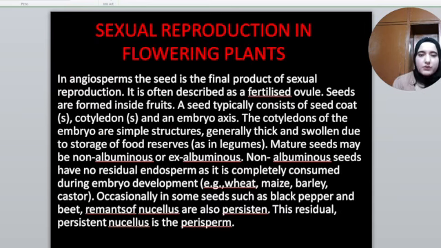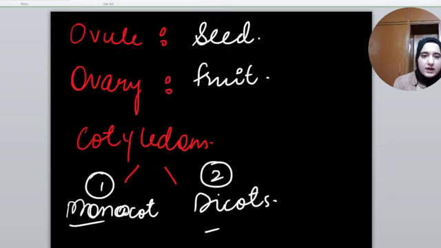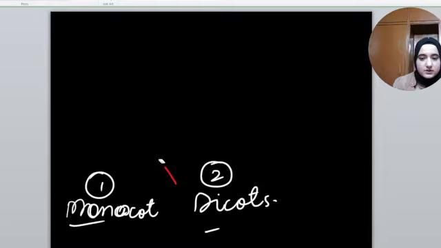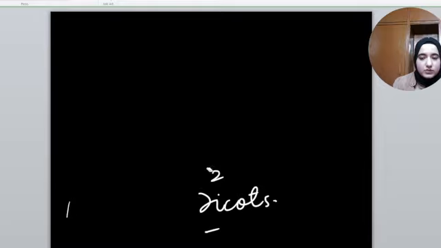Okay. And what's the function of cotyledon? Cotyledons provide protection, right? Moreover, they provide nourishment to the seeds, right? Mature seeds may be either non-albuminous or ex-albuminous. What do we mean by non-albuminous or ex-albuminous? Let me tell you.